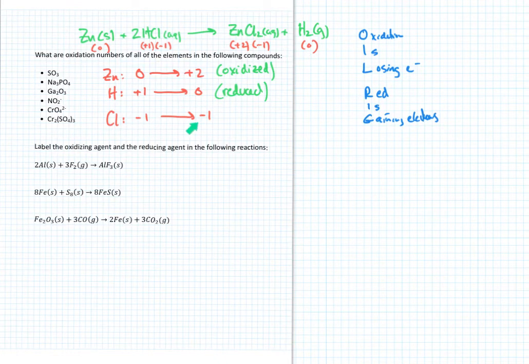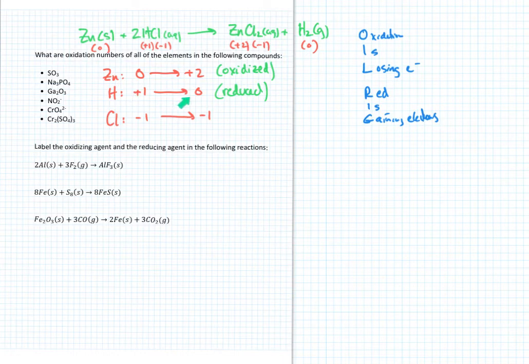This one does not change at all. This one's actually a spectator ion. We could write a net ionic equation that would be simpler without including the chlorides, and that's actually borne out by the fact that the oxidation number doesn't change at all and is not involved with the reaction. Couple of points. If you see an oxidation number change from one side to the other, that is the telltale sign that you have a redox reaction.